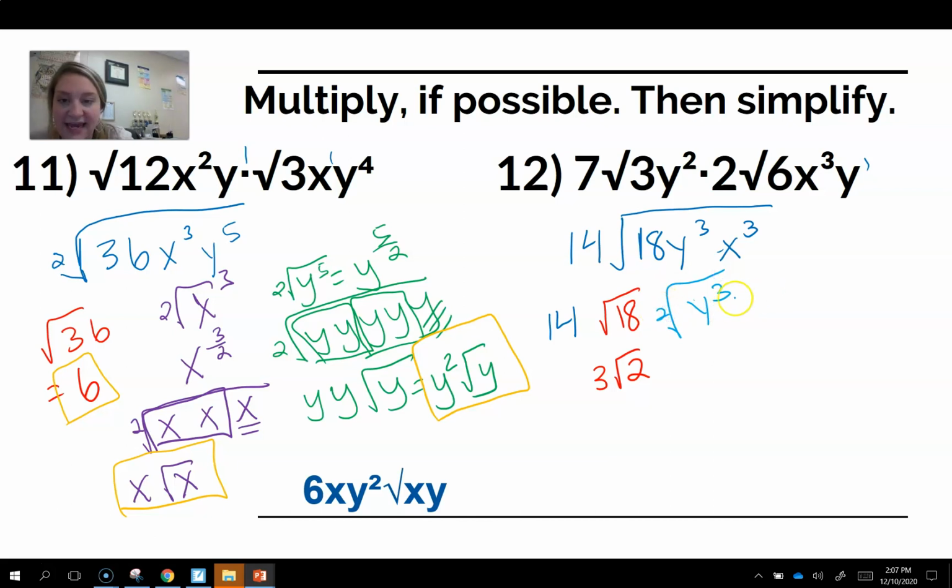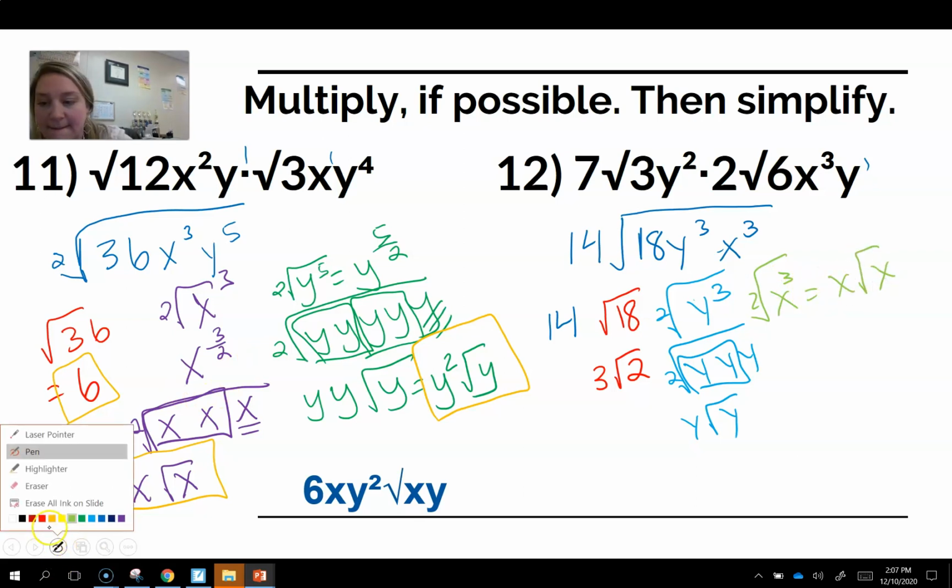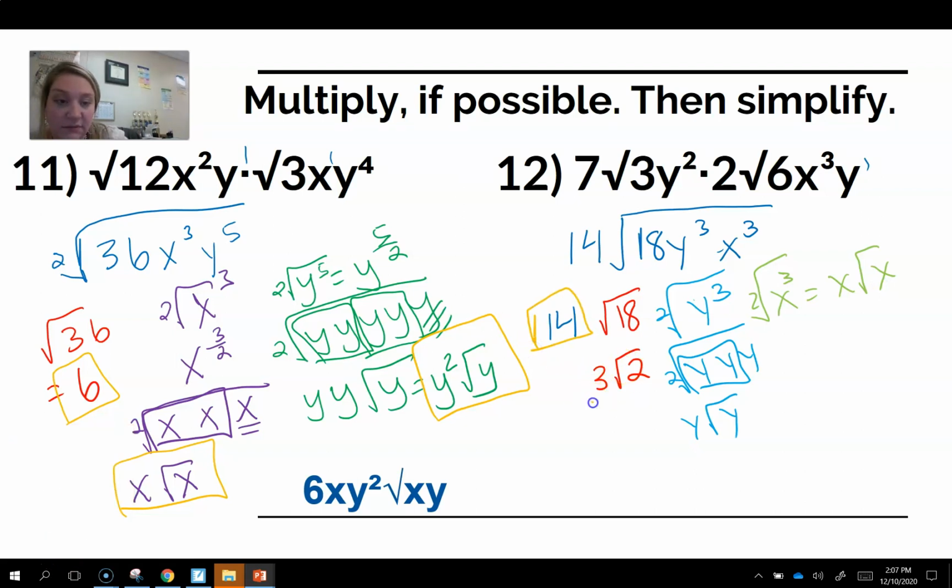The square root of that, I can't do it. So that means I have 3 y's, 1, 2, 3. A pair of y's does come out with 1 y left inside. The same thing is going to happen for my x cubed, right? The square root of x cubed. I did do that in the previous problem. We know that equals x times the square root of x. Okay? So my pieces are 14, 3 square root 2, y square root y, and x square root x.